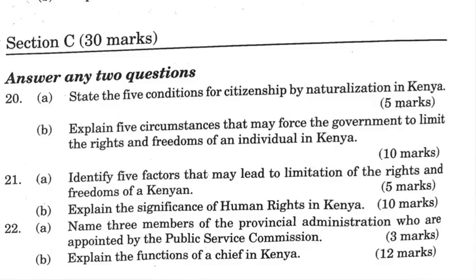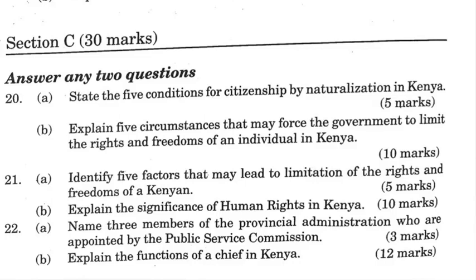21a. Identify 5 factors that may lead to limitation of the rights and freedoms of a Kenyan. 1. Violation of the laws of the land. 2. Interference with other people's rights. 3. Prison sentences. Those serving prison sentences are denied some rights, for example, the right to liberty. 4. Age.